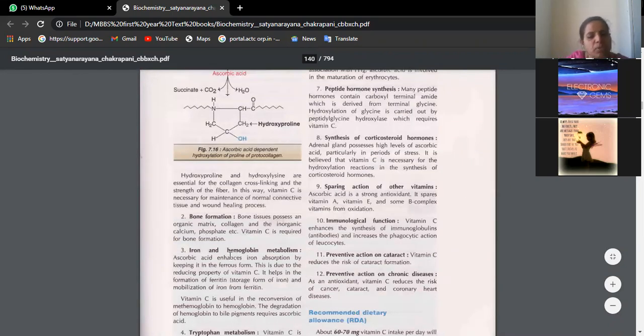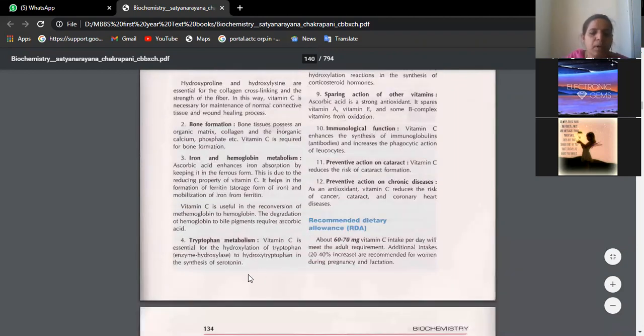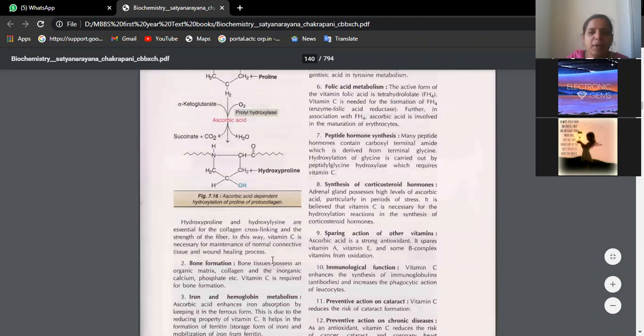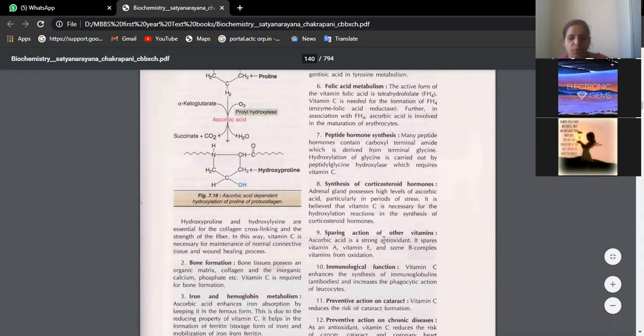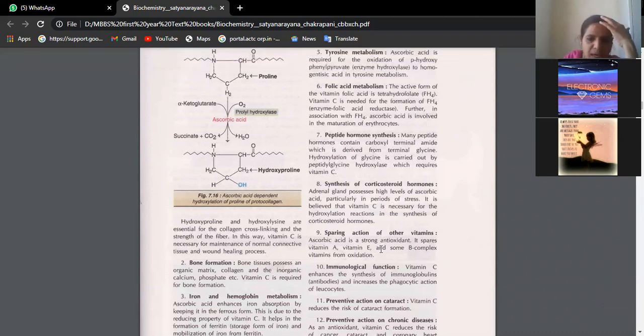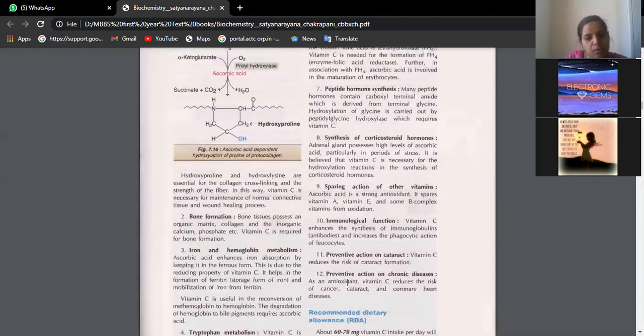So it helps in formation of bone, absorption of iron. It helps in hemoglobin metabolism. It is also involved in tryptophan metabolism, tyrosine, folic acid metabolism. That means it is involved in one carbon metabolism, one carbon transfer, peptide hormone synthesis. Okay, then synthesis of corticosteroid hormones. It is protecting the other vitamins like vitamin A and E, because it has strong antioxidant nature. Then it has immunological functions also. It is promoting the phagocytosis.